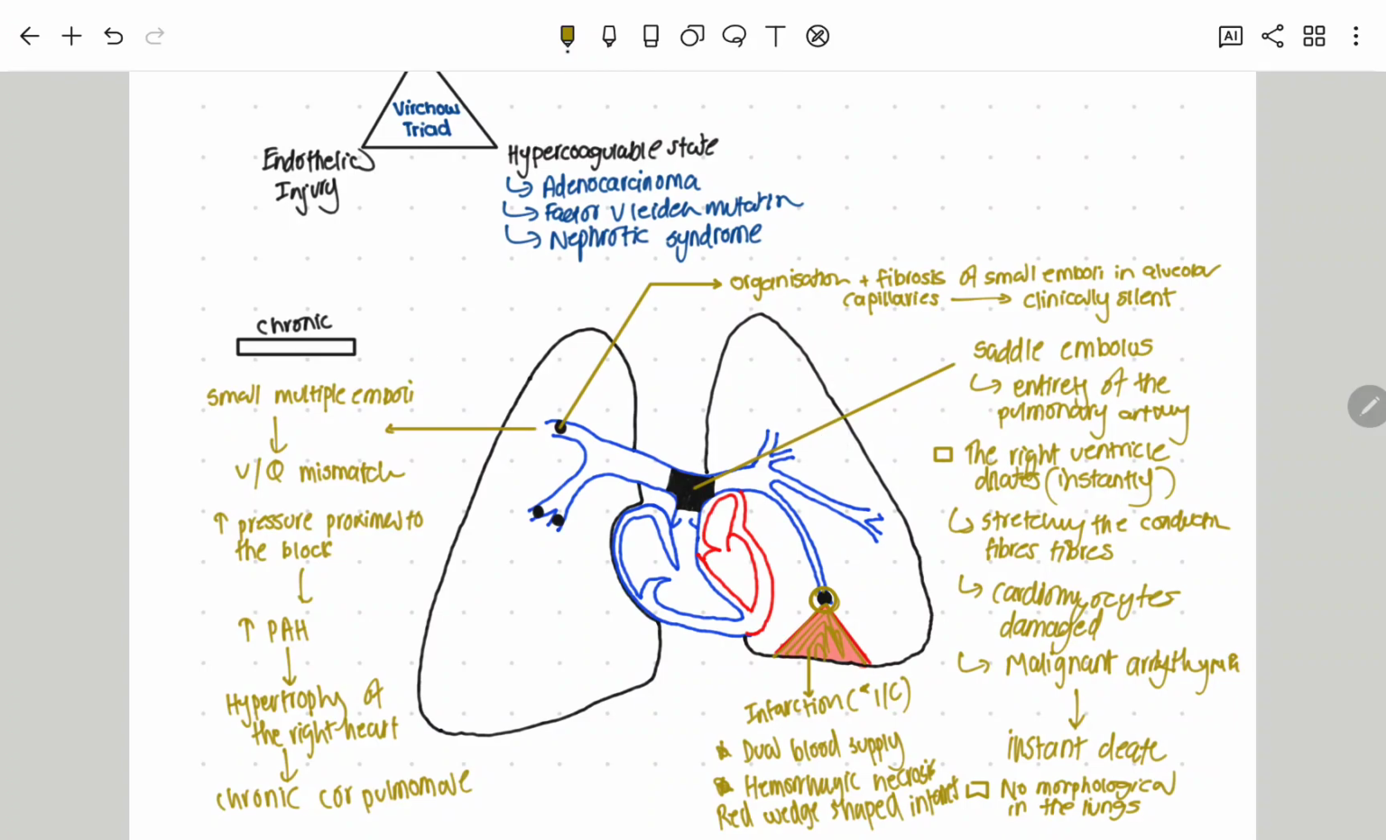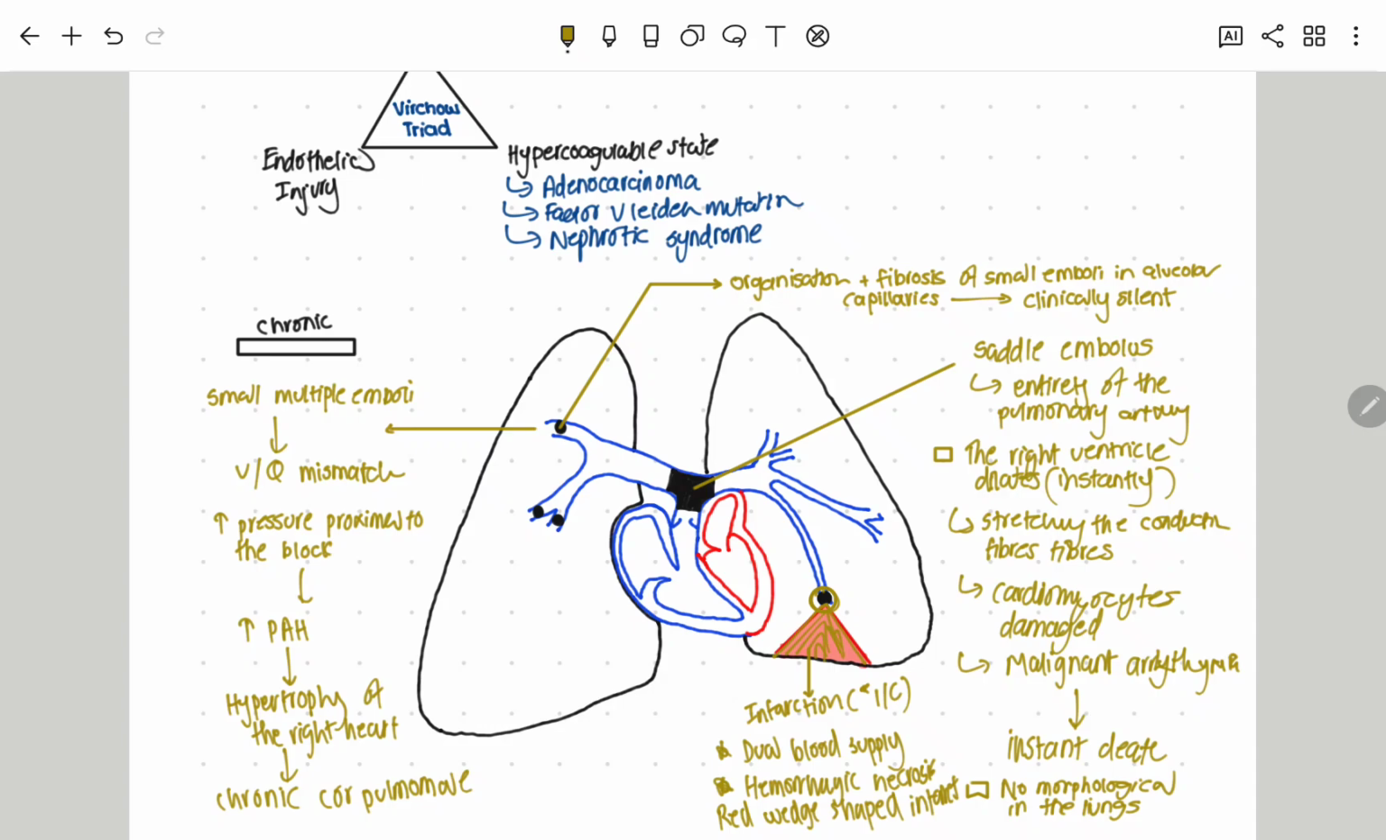In chronic cases where you have small multiple emboli, a VQ mismatch will result in hypertrophy of the right heart. We term this chronic cor pulmonale. If you have multiple small emboli as well, then obviously another possible manifestation is that they undergo organization and fibrosis, which basically is clinically silent, so you will not really have any presentation on the patient that you should be worried about, at least from the clinical point of view.